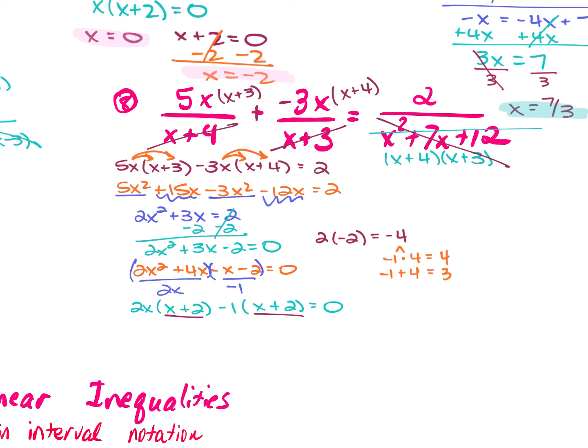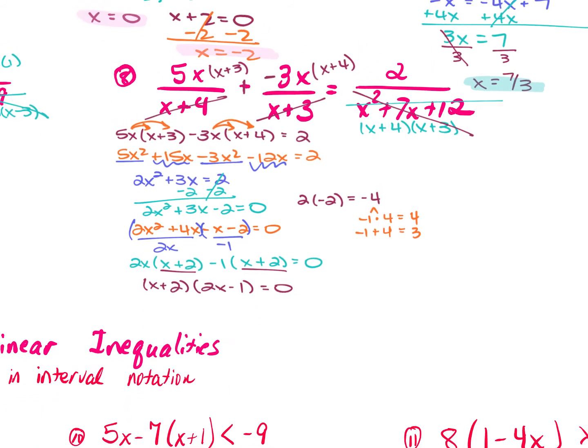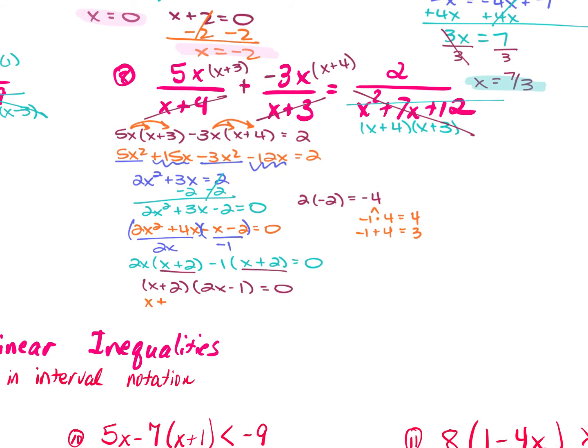Your two parentheses are the same. So x plus 2 times 2x minus 1 is equal to 0 is completely factored. Set both parts equal to 0 and solve. So x plus 2 is equal to 0. 2x minus 1 is equal to 0. For the x plus 2, subtract the 2 from each side, you get negative 2. For the 2x minus 1 is equal to 0, add your 1 to both sides. You have 2x is equal to 1. Then divide each side by the 2, so that way you have x is 1/2 as well. So two answers here, the negative 2 and the positive 1/2.